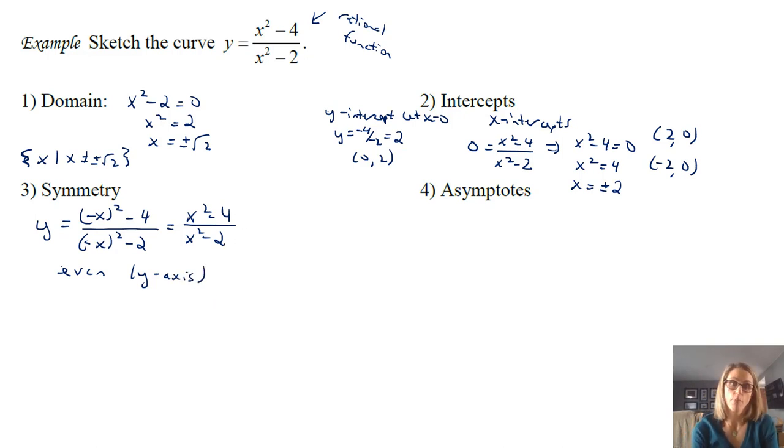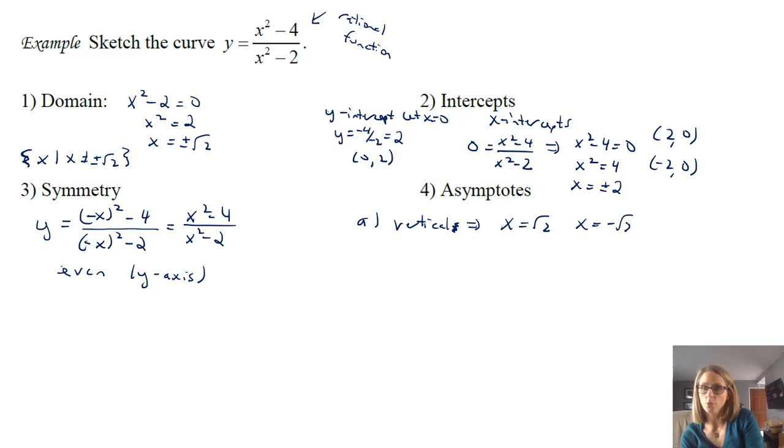So we have that for our symmetry, and that tells us that when we're graphing this, if we don't have the same thing on the left-hand side and the right-hand side of the y-axis, we've got an issue. With asymptotes, we should think about our vertical asymptotes, which we've already figured out. Due to our domain, we can see that x equaling the square root of 2 and x equaling negative root 2 are going to be asymptotes. They're going to be vertical lines that our function will never be able to touch.